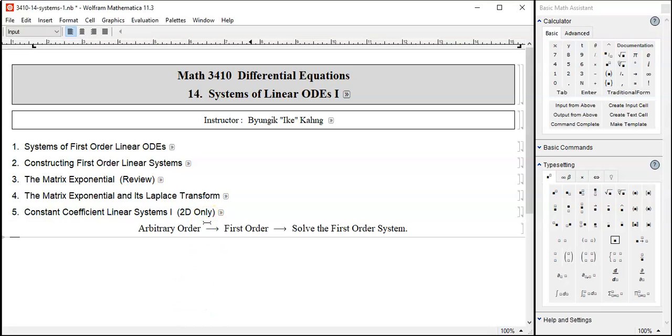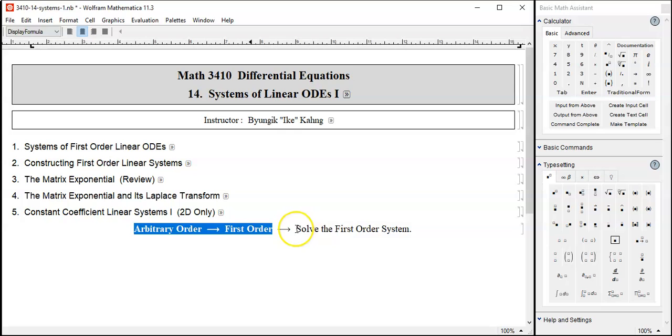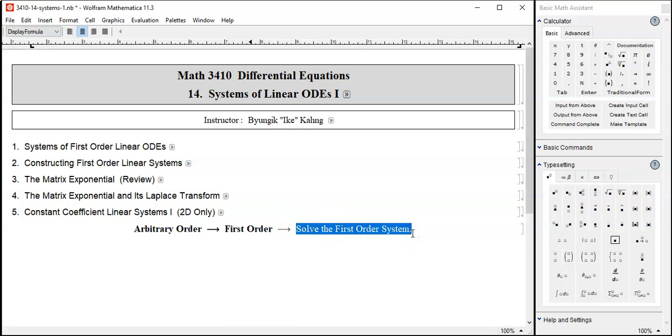And this is a roadmap. We're going to learn how to reduce arbitrary order system down to first order system. That's the purpose of section 2. Once that's done, we can solve the first order system using all those techniques from sections 3, 4, and 5.